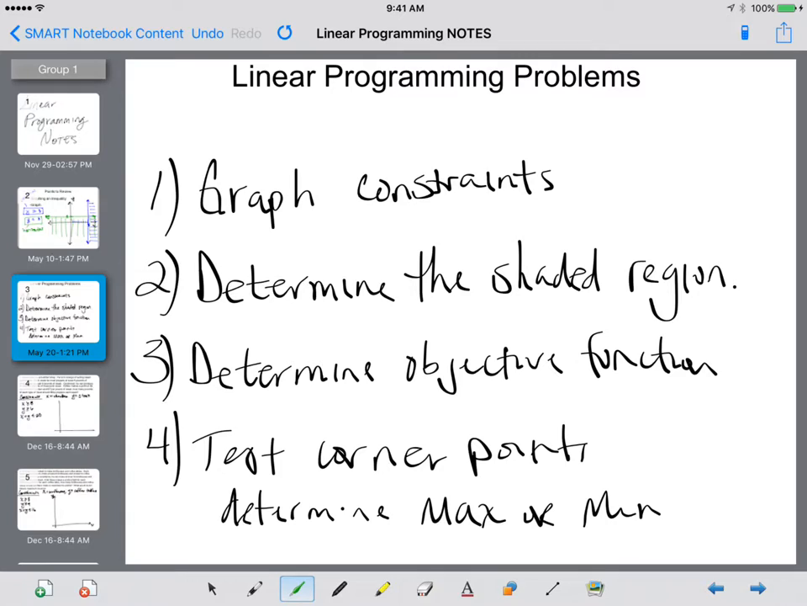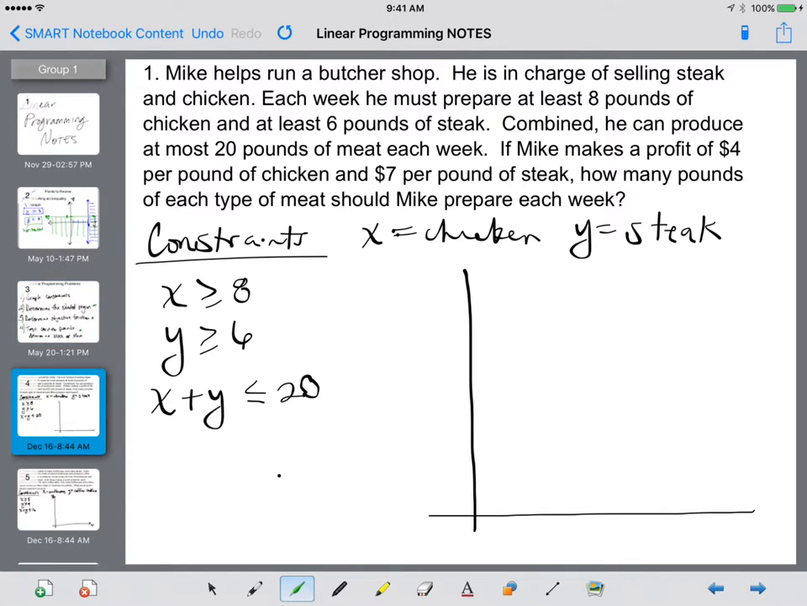With these linear programming problems, you're going to have to, number one, graph the constraints, graph those inequalities, determine the shaded region, determine the objective function, and then test the corner points to give us our maximum or minimum. So let's get right into example number 1.